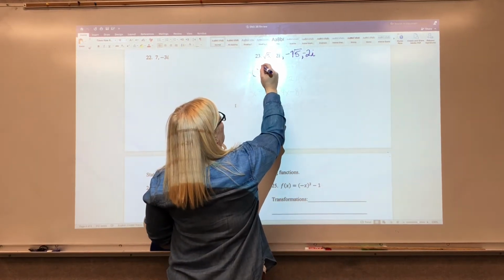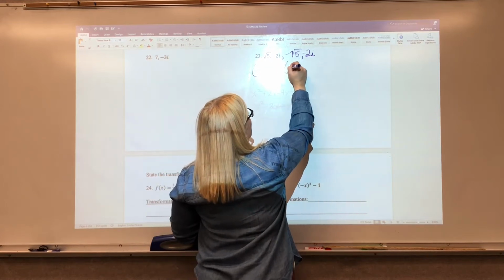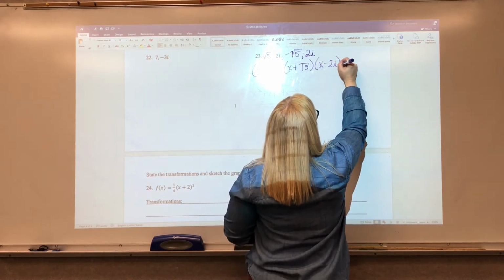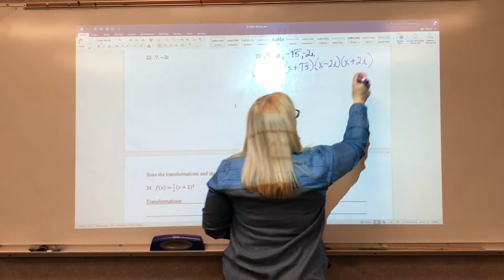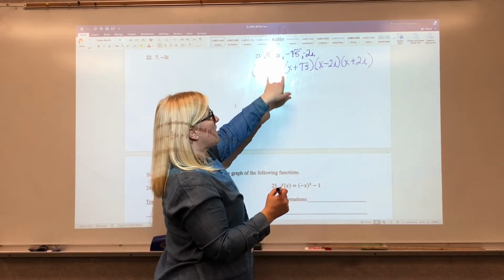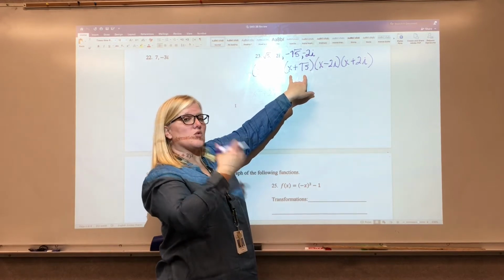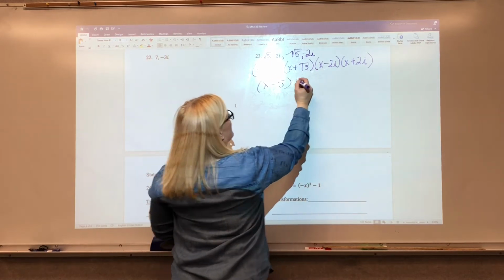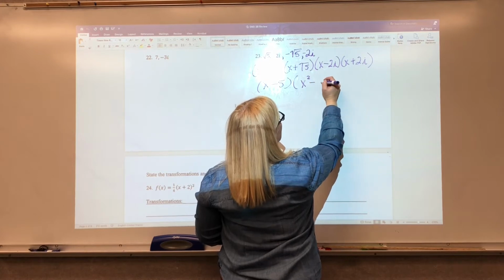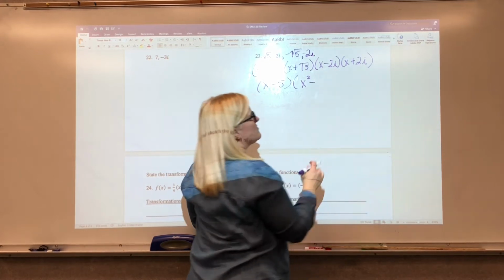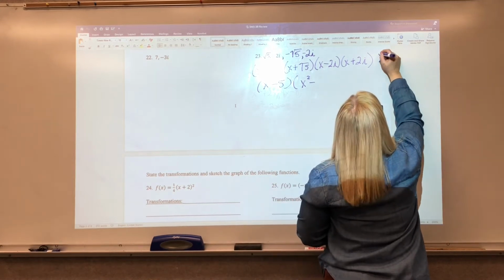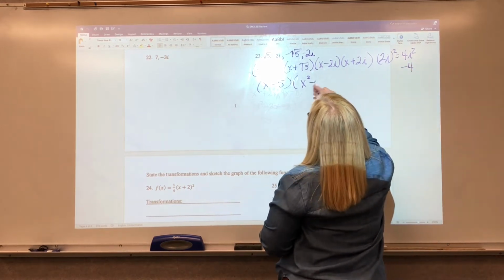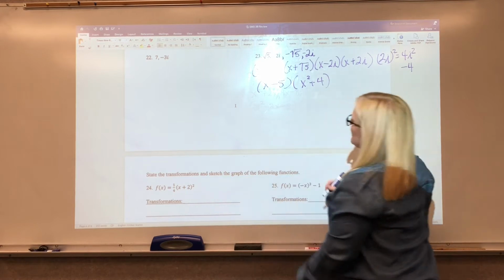So now when I put these together, I'm going to have x minus the square root of 5 times x plus the square root of 5 times x minus 2i times x plus 2i. And remember, I have a minus b, a plus b, so it's going to be the square of the first minus the square of the second. So this is x squared minus 5 times x squared minus 2i squared. 2i squared is 4i squared, which is negative 4. So minus a negative 4 gives me a positive 4.